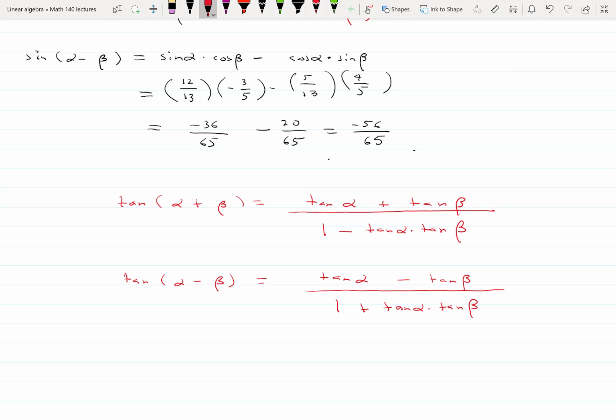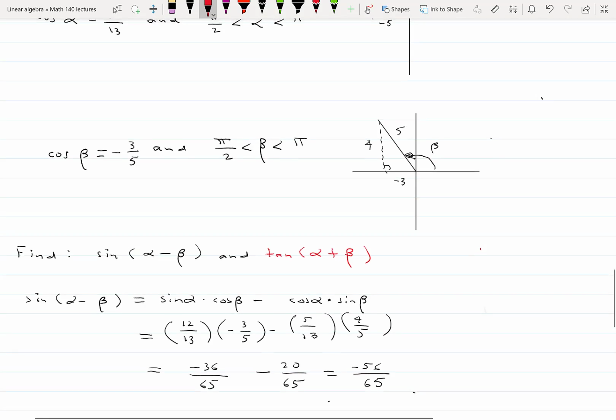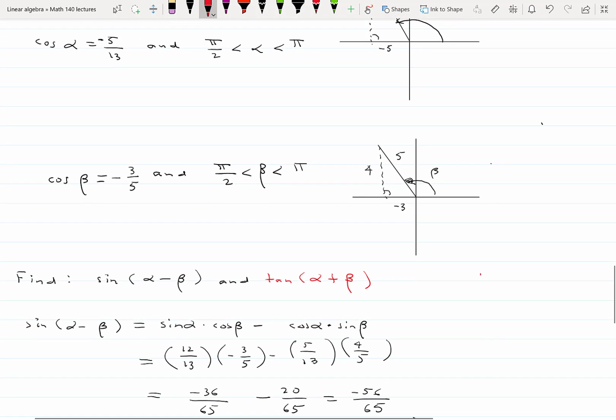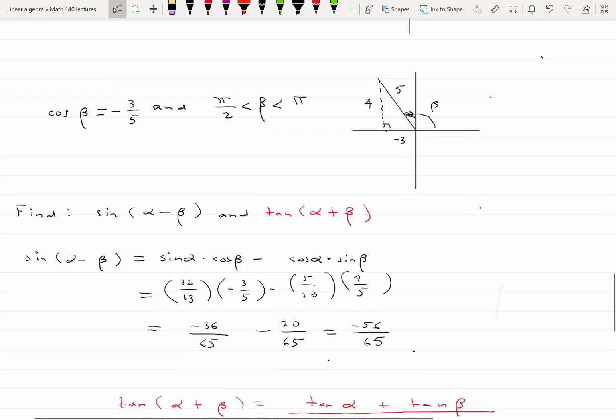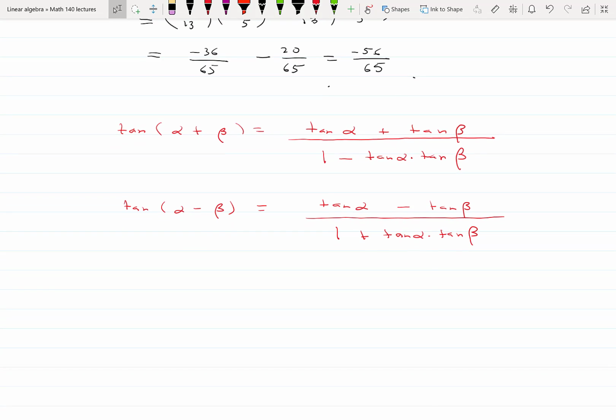Let's finish up our problem. We're looking at the tangent of alpha minus beta. Okay, so let's do that. Here we go. The tangent of alpha minus beta. The formula is right above us. It's tangent of alpha minus tangent of beta divided by 1 plus the tangent of alpha times the tangent of beta.